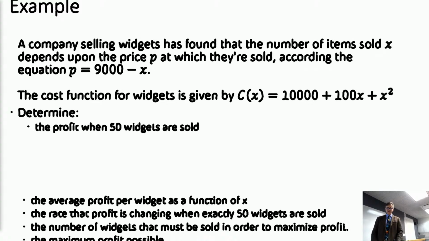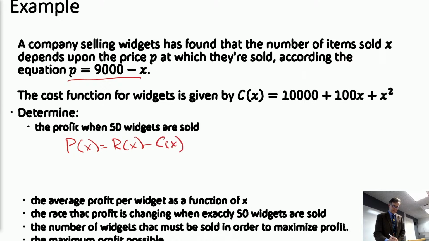This is similar to one of the questions on your homework, so I thought this would be a good one to do here. We have a cost function, and we have a demand function up here, in terms of the price, not in terms of X. We want to know the profit when 50 widgets are sold, so we need the profit function. The profit is the revenue minus the cost. The revenue is equal to X times P, the number of units sold times the price.